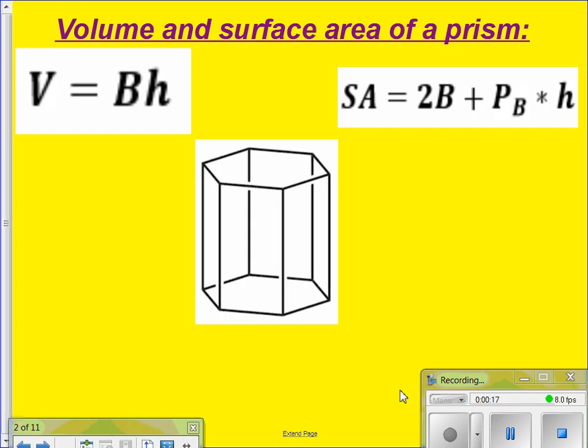Prisms are 3D shapes that have two bases, that I'm highlighting right now, that are parallel to each other and congruent to each other, and they're connected by corresponding vertices. That's the formal definition, right?